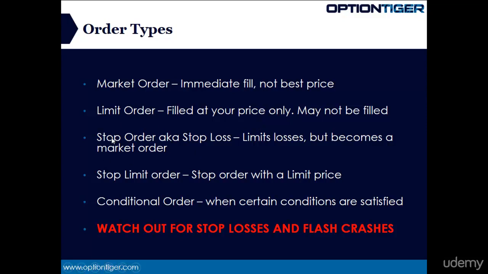Then you have something called a stop order, also called a stop loss order. Basically what it does is it limits your losses. So let's say you bought Apple at $100 and you wanted to put a stop loss at 95. Which means if Apple falls to 95, you don't want to take any more losses. You want to close the position. And so this stop loss order will get kicked off and it'll become a market order.